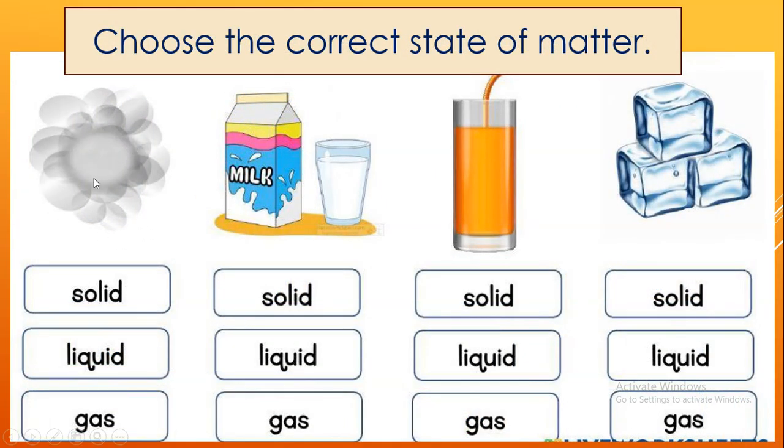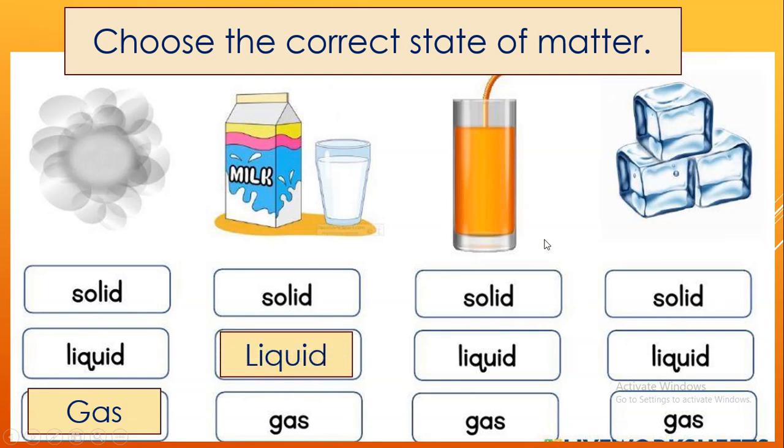Air that we breathe, the air we breathe is gas. The milk we drink, is it solid, liquid, or gas? What do you think? Liquid. Juice, the juice we drink, it is liquid. What about ice cubes? It is? Yes, excellent. It is solid.